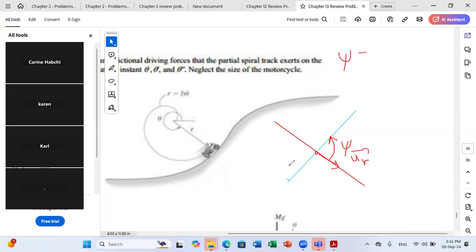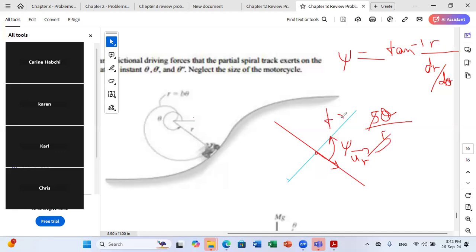Psi is equal to tan inverse of R over dR by d theta. Let me apply it here. R is 5 theta, and dR by d theta is 5. So if I simplify, I get that psi is tan inverse of theta.